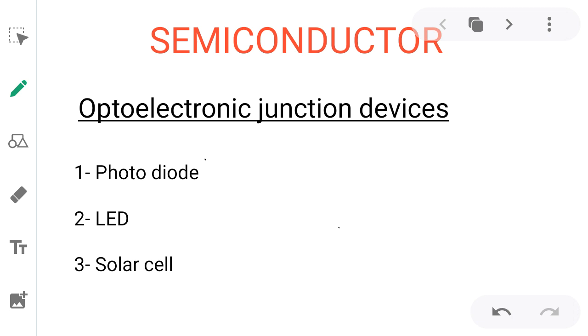In this session, the discussion points are optoelectronic junction devices, which convert light energy to electrical energy and electrical energy to light energy. Some devices we discuss in this session: one is a photodiode, LED and solar cell. We discuss these devices one by one.